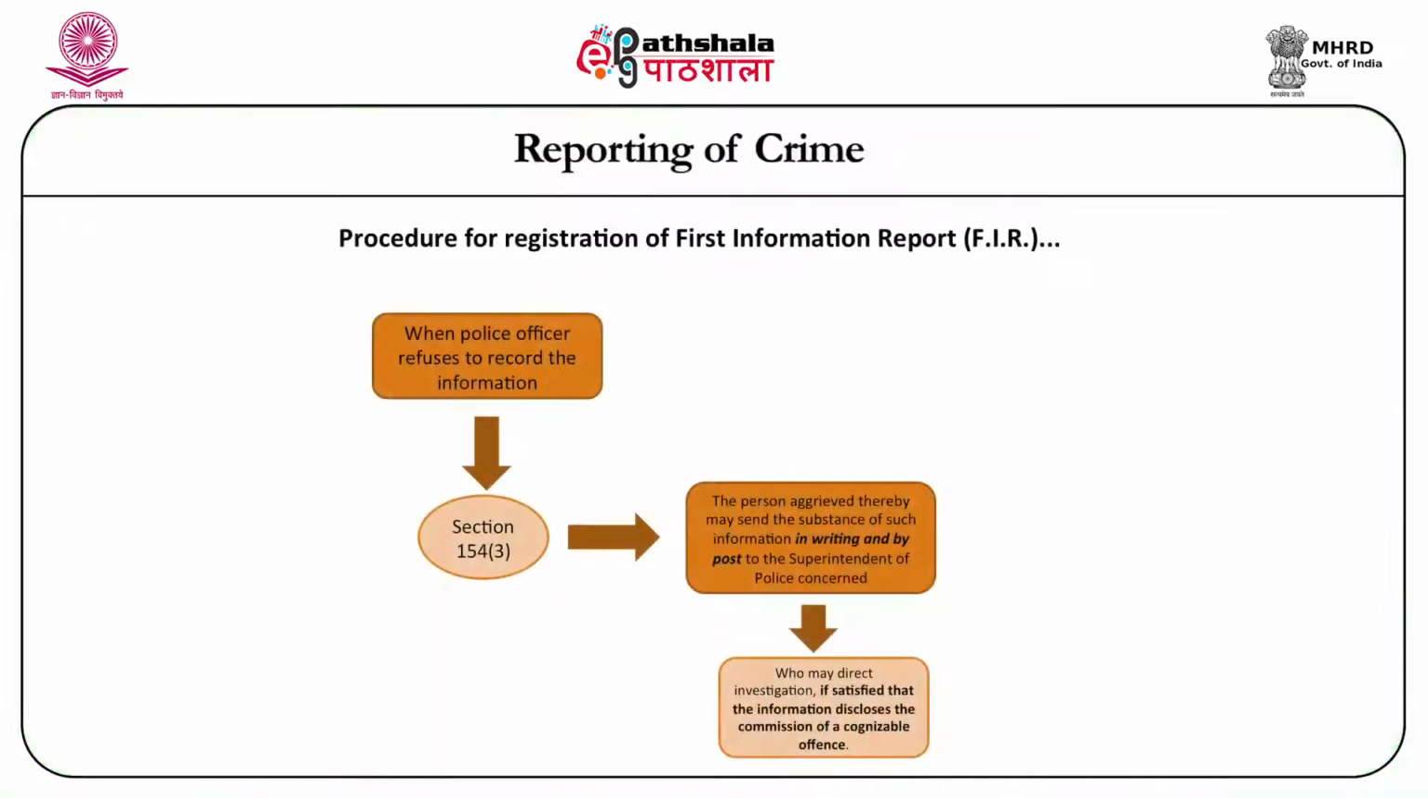Now, what if the police officer refuses to register an FIR? What is the remedy for this? Section 154 subclause 3 provides that the person aggrieved thereby may send the substance of the information in writing and by post to the superintendent of police, who on receiving such information, if satisfied that the information discloses the commission of a cognizable offence, will direct the police officer concerned to register the FIR.